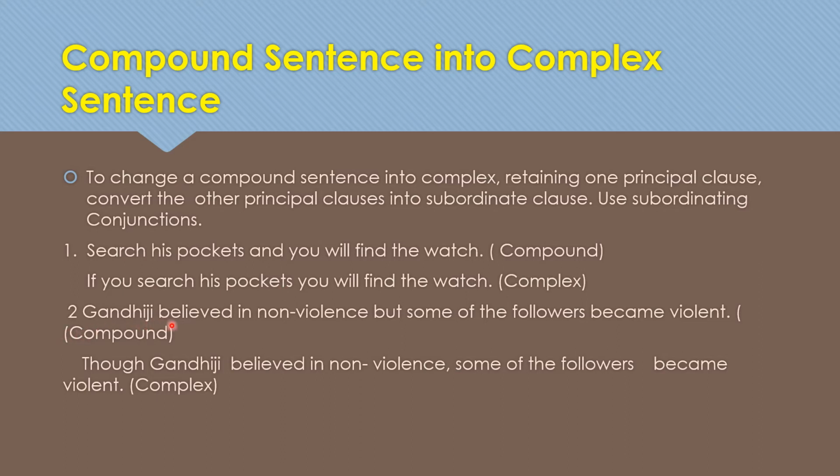The second example, Gandhiji believed in non-violence, but some of the followers became violent. You see, there are two main clauses. Gandhiji believed in non-violence. Some of the followers became violent. This is the coordinating conjunction but. So two main clauses joined by but makes it a compound sentence. So you have to use though here. Though Gandhiji believed in non-violence, some of the followers became violent. It's a complex sentence. So this is the main clause: some of the followers became violent. Though Gandhiji believed in non-violence is the subordinate clause.